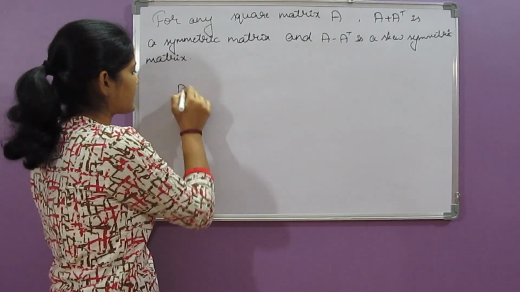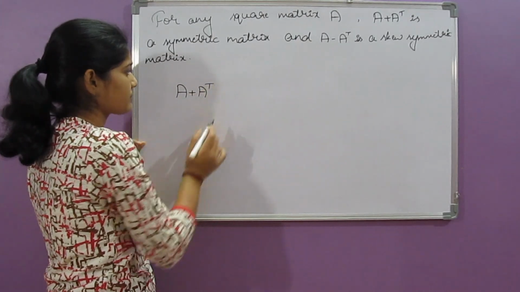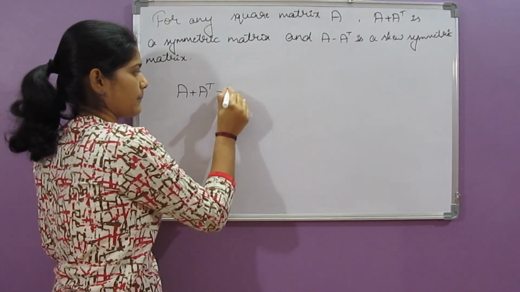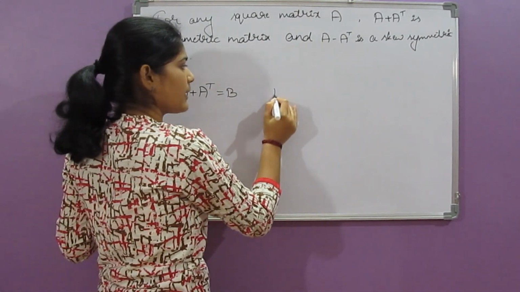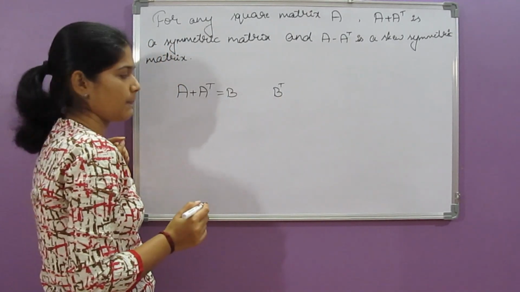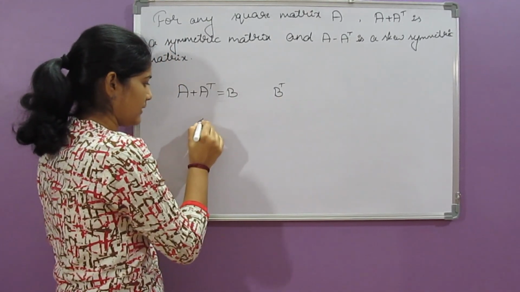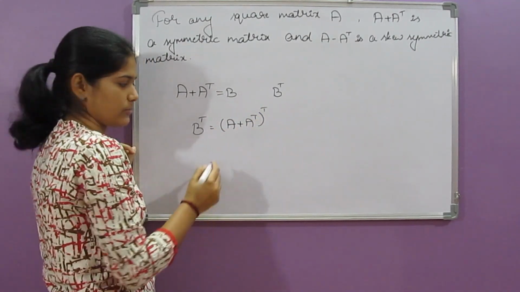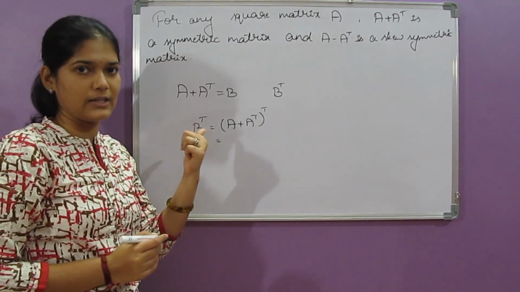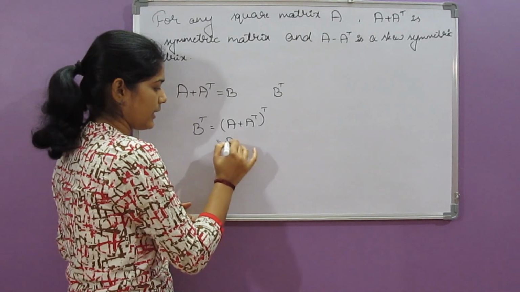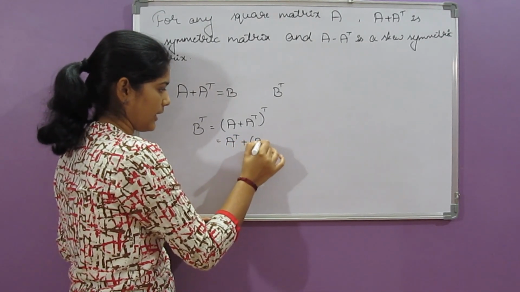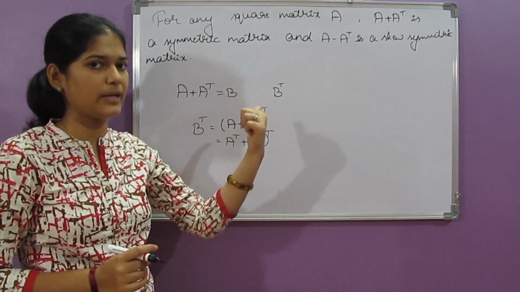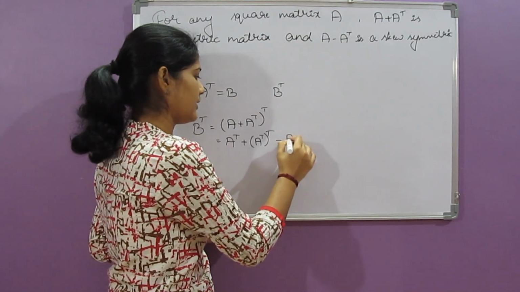To prove A plus A transpose is symmetric, we have to prove that this is equal to this transpose. Let us take this as B. Then we have to prove that this B is equal to B transpose. B transpose is nothing but A plus A transpose whole transpose. We know the properties of transpose. That is, this will be A transpose plus A transpose whole transpose, because A plus B whole transpose is equal to A transpose plus B transpose. This is nothing but A transpose.